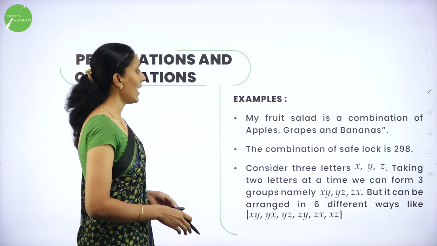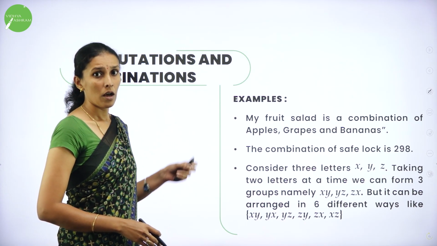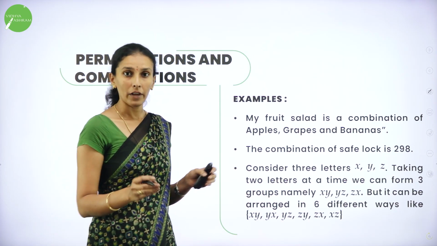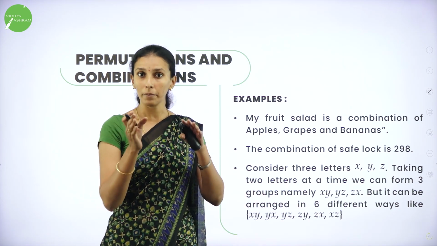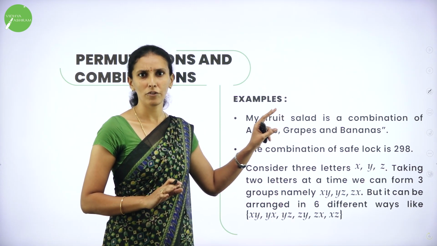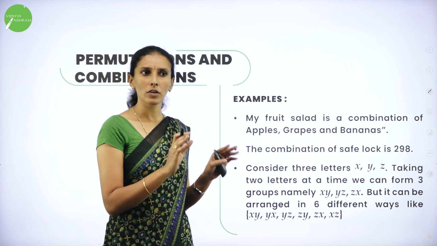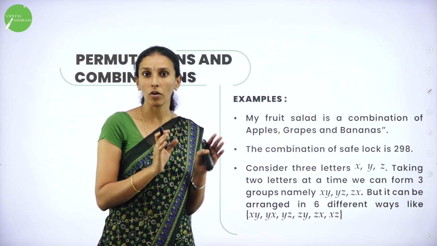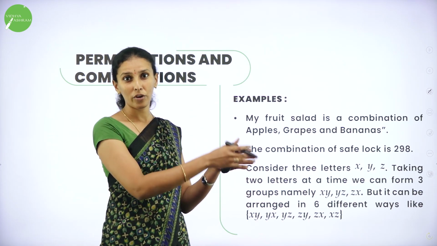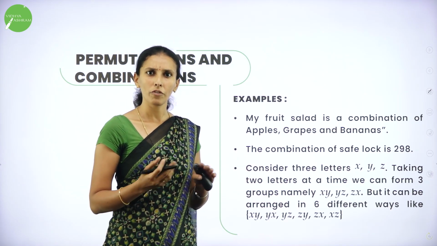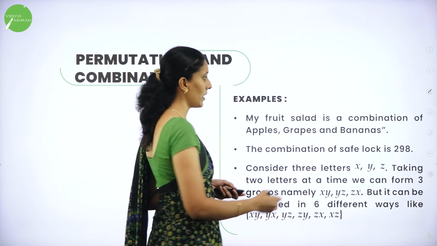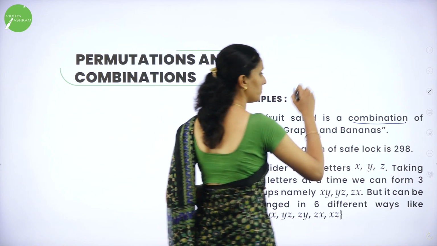Next, I'll give you an example. My fruit salad is a combination of bananas, apples and grapes. Whether you put apple, grapes, banana or banana, apple, grapes, there is no change at all. So this is an example for combination. Here we are only going to choose the things. We are not going to arrange them. We don't say, first let me put apple, then banana, then grapes, then pomegranate, like that. We will choose to put anything to make a fruit salad. So that is an example for combination.